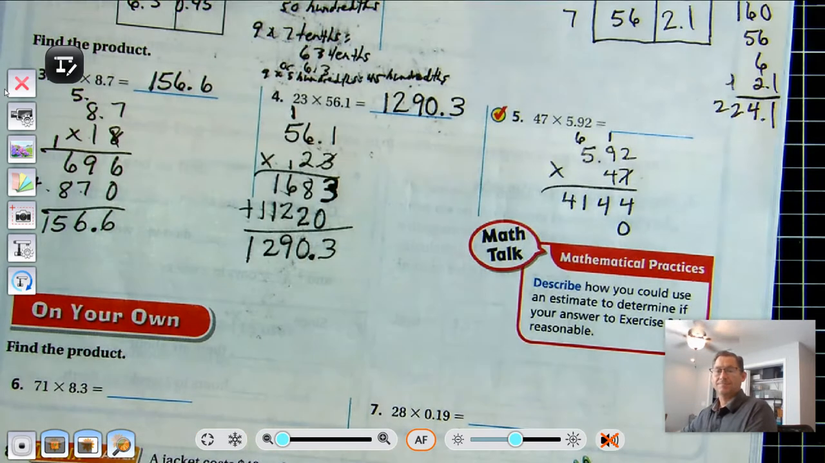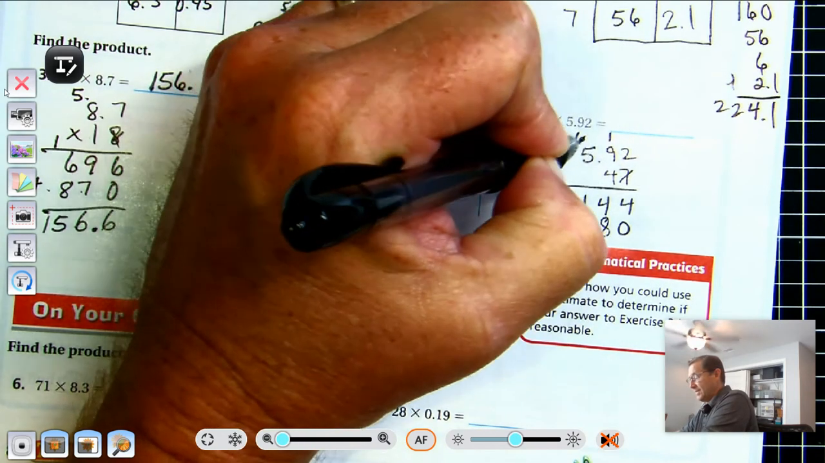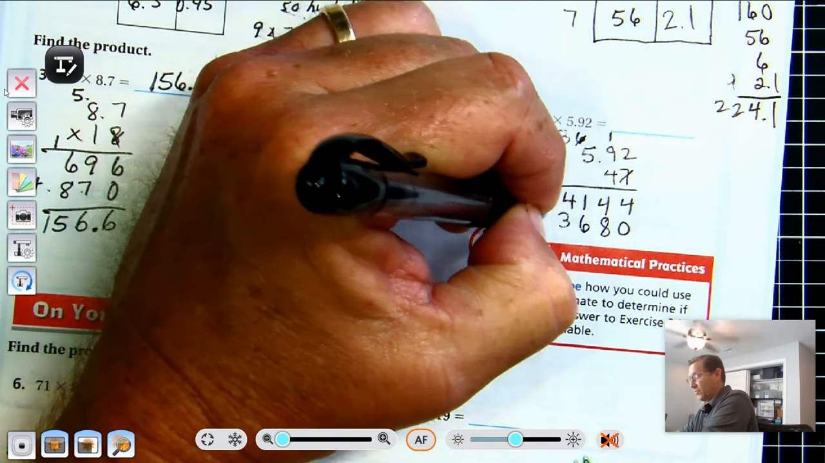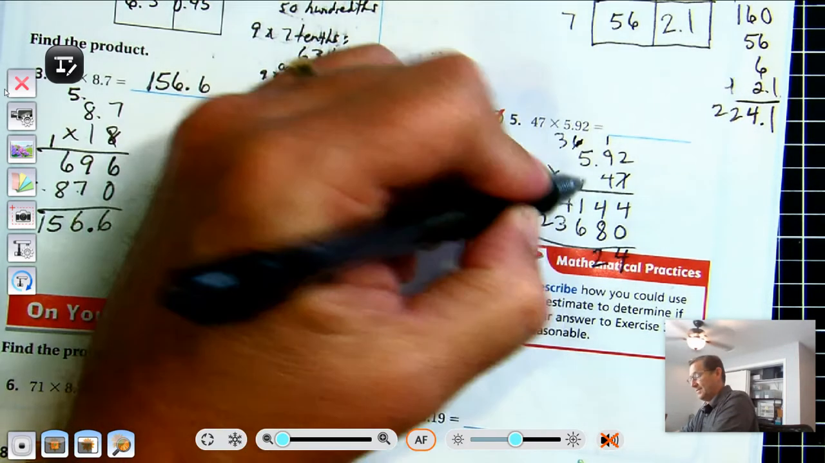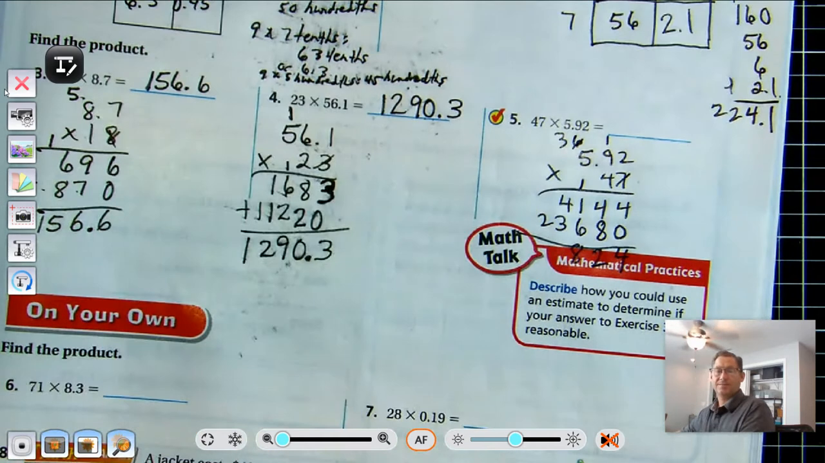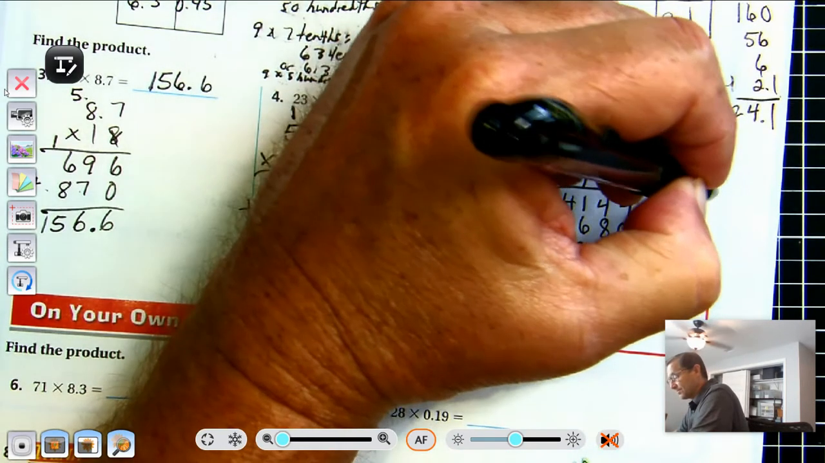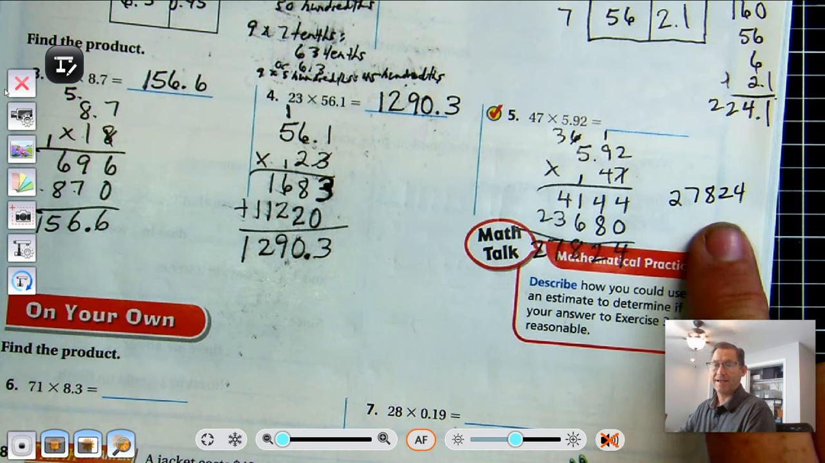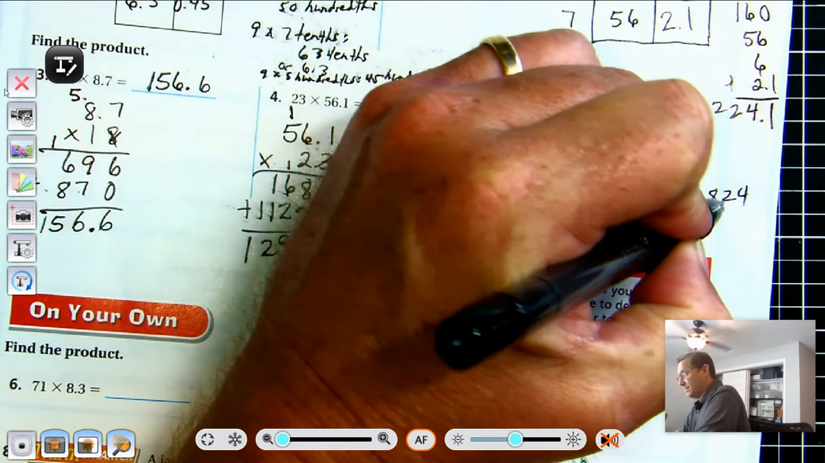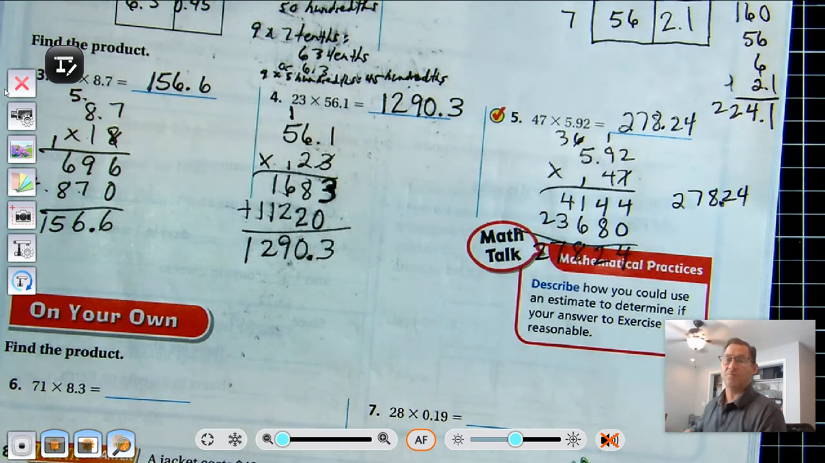We're moving to the tens, and 592 times 40. 4 times 2 is 8. 4 times 6 is 36. 5 times 4 is 20, plus 3 more, 23. Add that together, we're going to get 4 ones, 12 tens, 8 hundreds, 7 thousands, and 2 10,000s. All right. But we didn't multiply by 592. We multiplied by 5 and 92 hundredths. So our product has to be in the hundredths. Tens, tenths, hundredths. So 278.24.